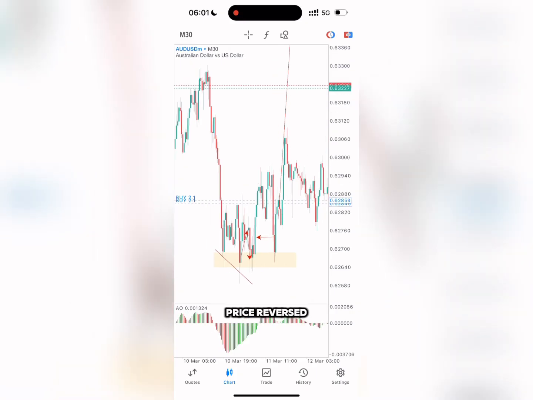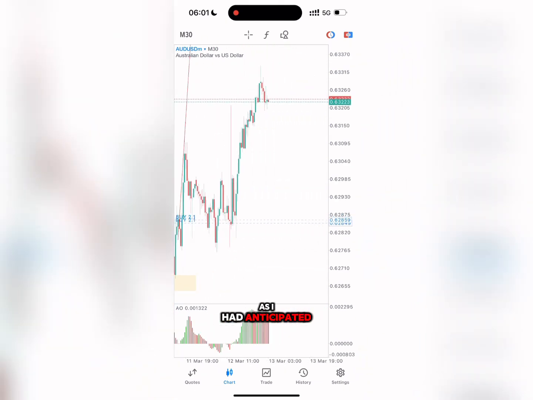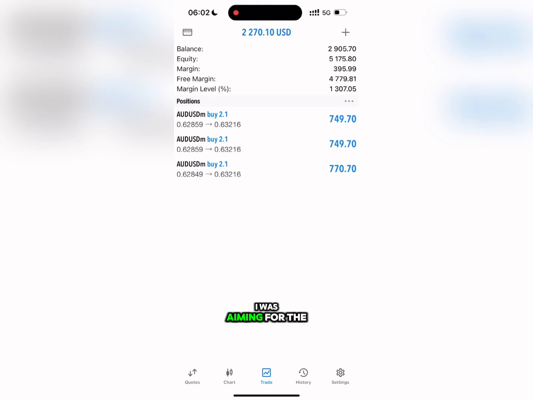After the divergence formed, price reversed as I had anticipated, and I had a running profit of over $2,000. This is the profit I was aiming for on the second trade, and I was happy with it, so I went ahead and closed all my positions.